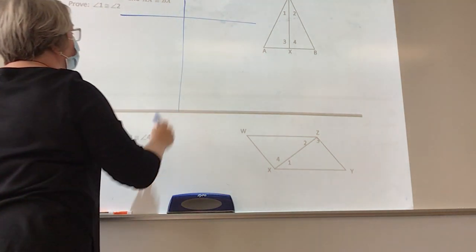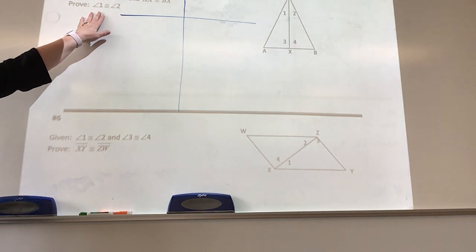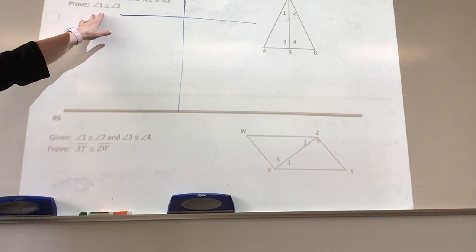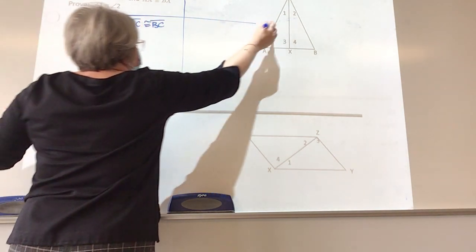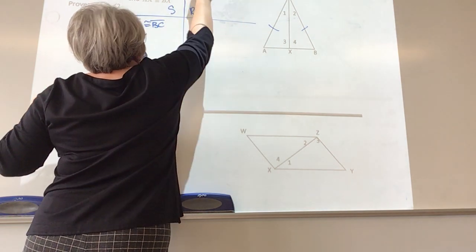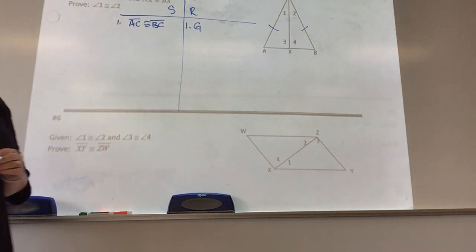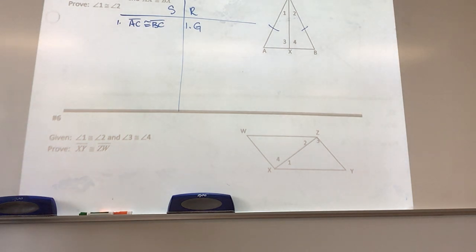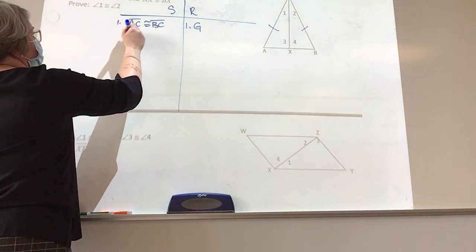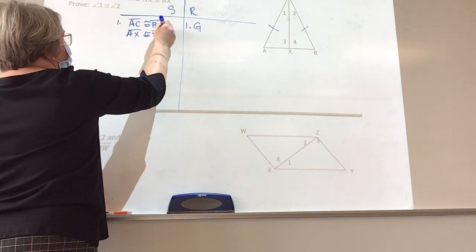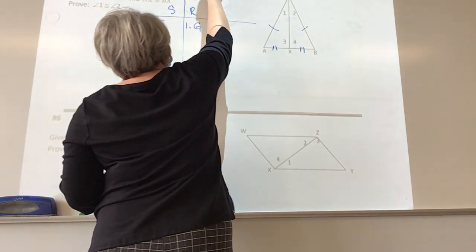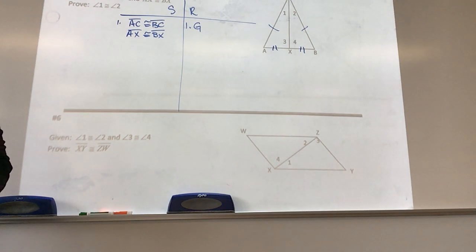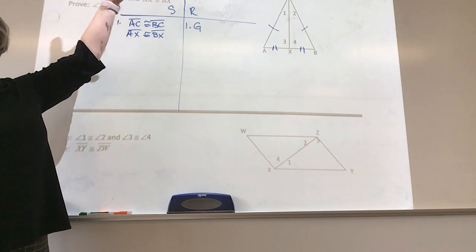Again, notice the proof statement, leftover piece that we didn't use, probably. I've got AC congruent to BC. I come over to the side, I mark the ticks, and I put an S up at the top. I come over to the second given, AX is congruent to BX. I come over and I mark AX congruent to BX, and I put another S at the top. I am out of given, totally out of given.